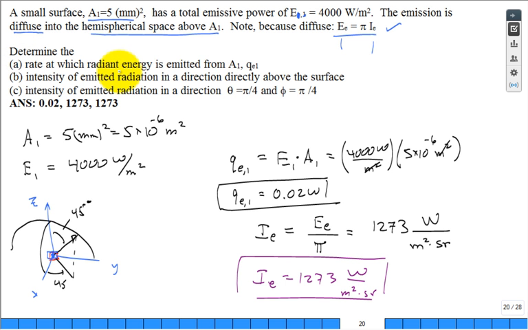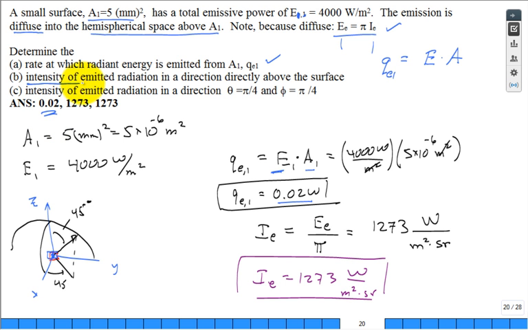Determine the rate at which radiant energy is emitted. So we want to find this Q. Q, emission from 1, is going to be that emissive power times the area. That's it. Go in small steps. I think I have like 4 pages for this problem. It never ends. So you just take the area and emissive power, 0.02 watts. That's radiant energy leaving the surface because of emission.